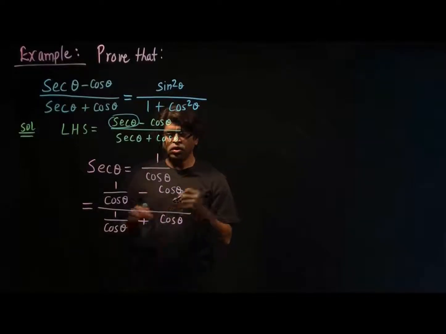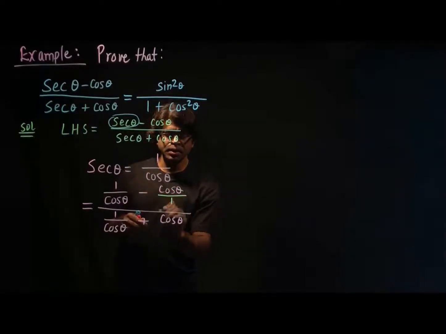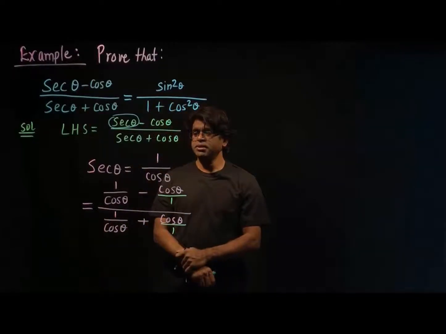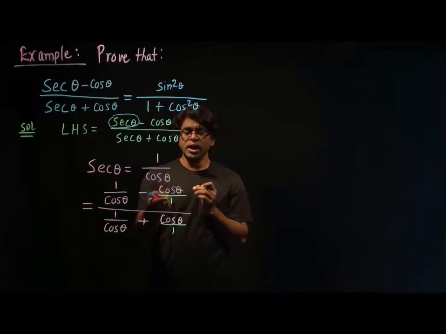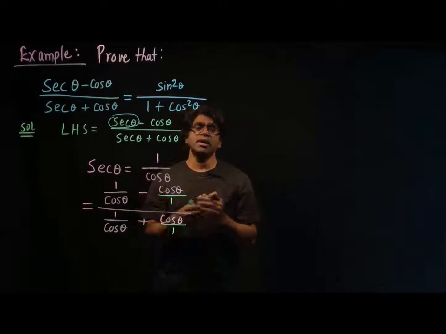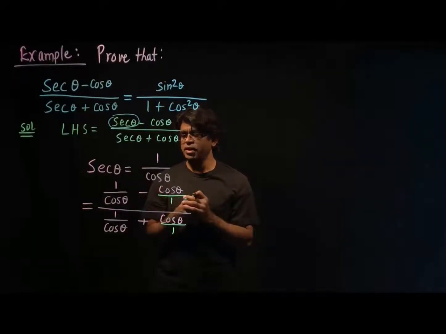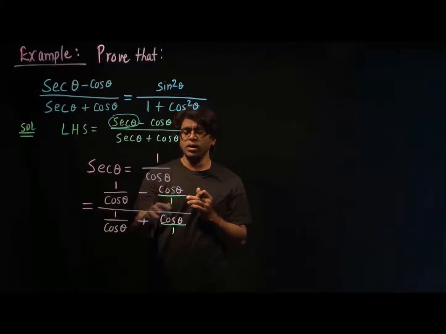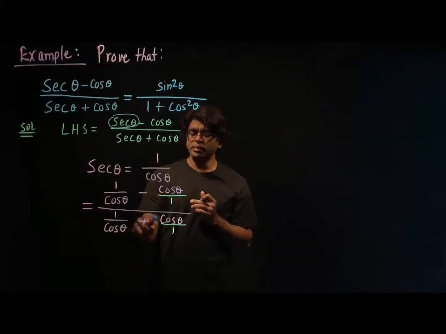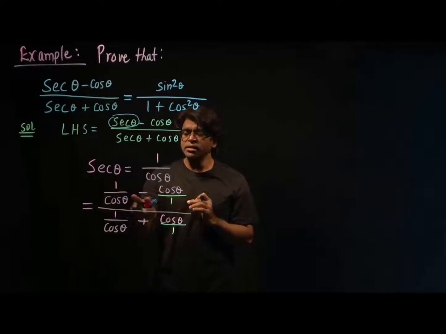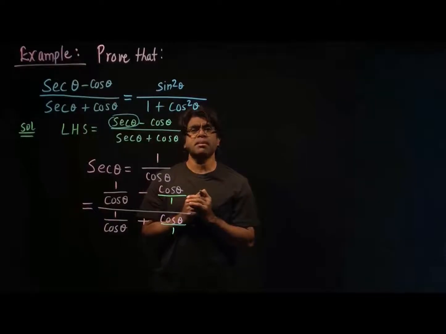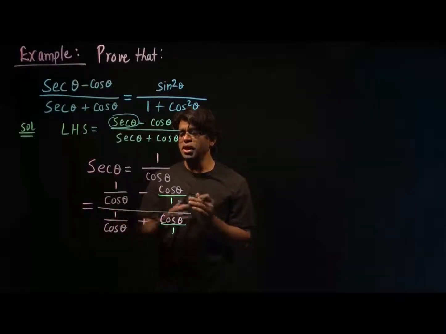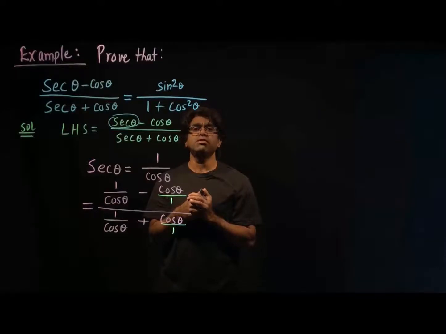Now, if you look closely, I had cosine and I wrote cosine over 1, because anything divided by 1 is the same thing. So now my expression is 1 over cosine minus cosine theta over 1, over 1 over cosine plus cosine theta over 1. Now I can subtract and add in the numerator and denominator separately, because they have two different expressions.